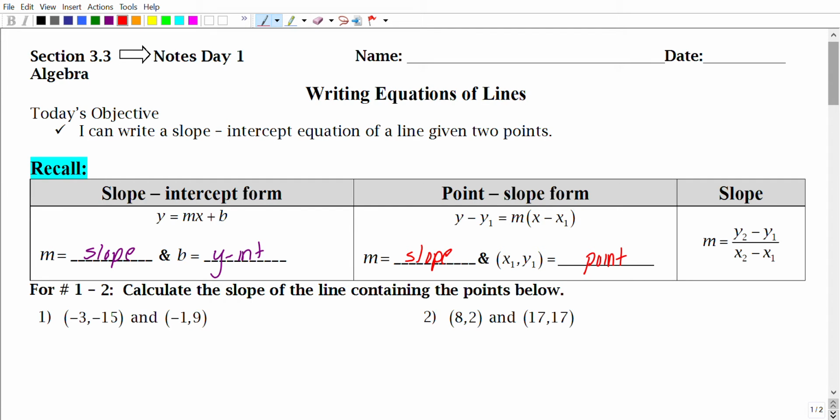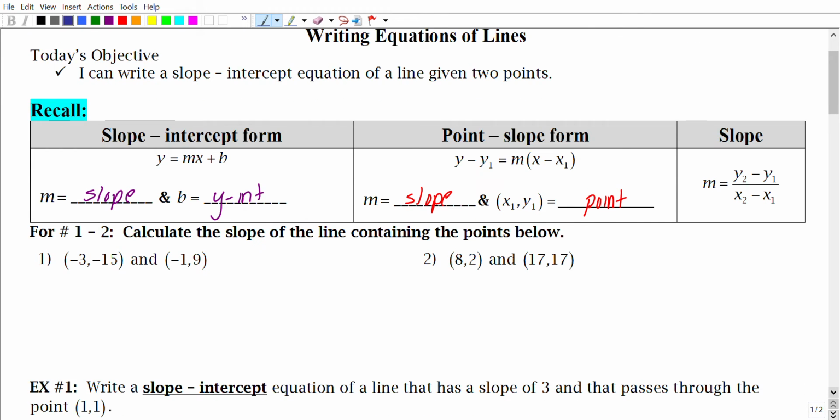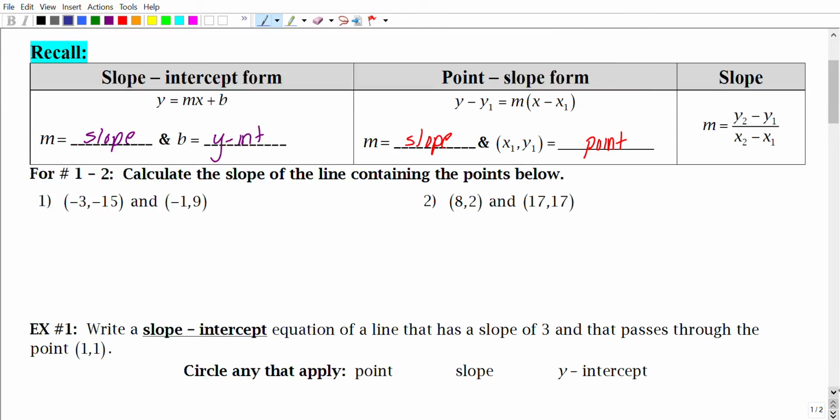Okay? Now, as you can see in our objective, we are going to be talking about writing a slope-intercept equation when we're only given 2 points. Now, in order to do that, we need to make sure we remember our formula for calculating slope, which we have right here on the very right-hand side. We have y2 minus y1 over x2 minus x1. So hopefully you guys still remember that equation that helps us identify our slope. From there, we will be able to write something in slope-intercept form. But there's a few steps that we've got to do in order to get to that point.